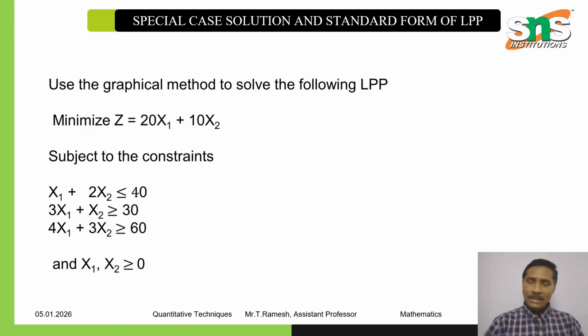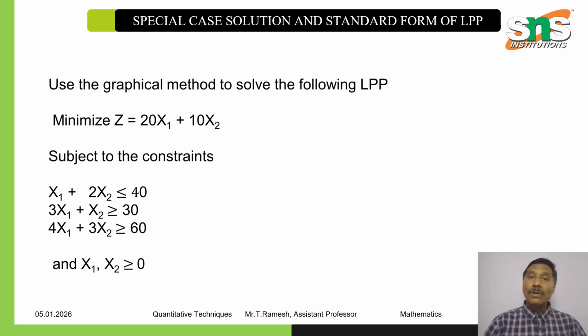So consider this example. Use the graphical method to solve the following LPP. Minimize z equal to 20x1 plus 10x2, subject to the constraints x1 plus 2x2 less than or equal to 40, 3x1 plus x2 greater than or equal to 30, 4x1 plus 3x2 greater than or equal to 60. Definitely our decision variables x1 and x2 are always positive, that is the non-negativity restrictions: x1, x2 greater than or equal to 0. So what is the first step?